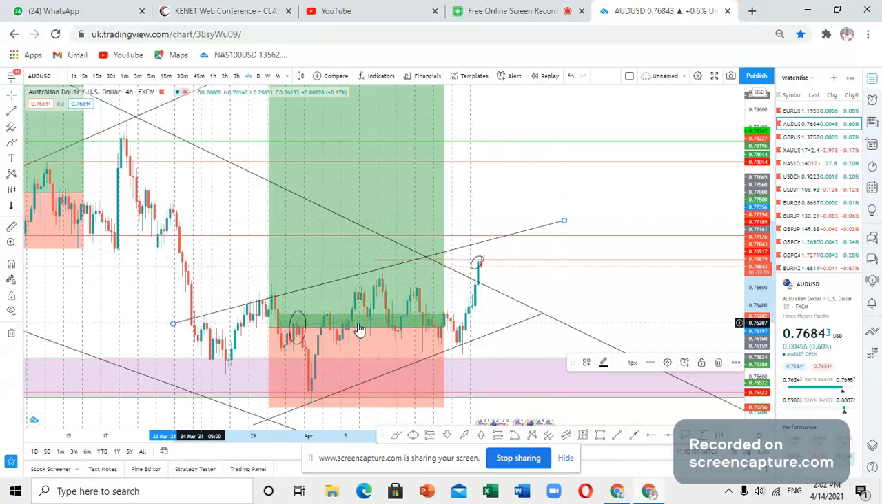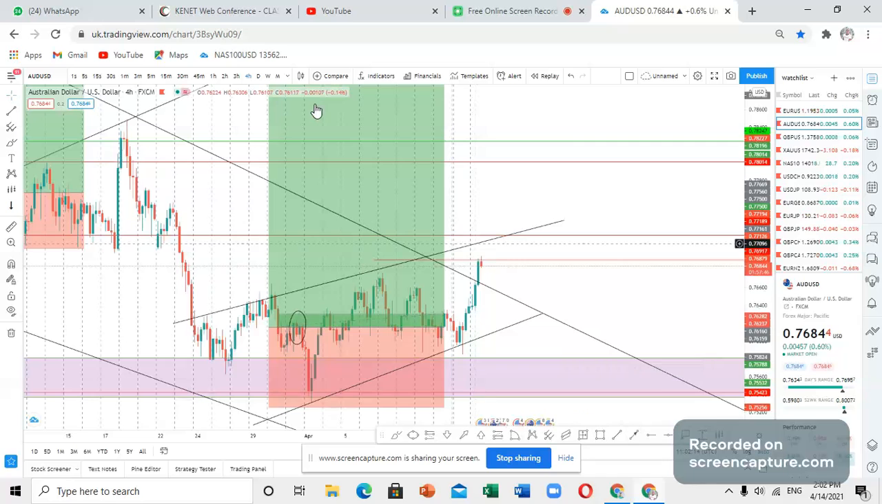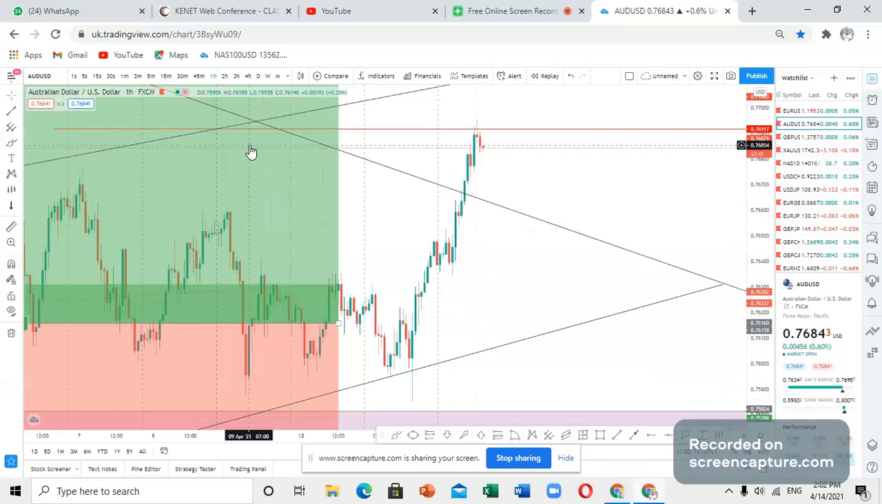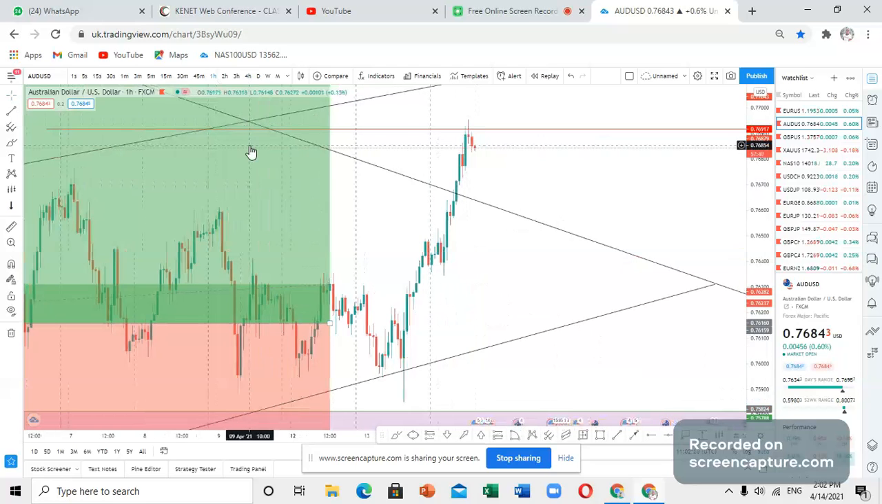So still, I'm expecting the market to still move to the upside. I'm just waiting for some confirmations from the lower time frame. So if I can move to the hourly time frame so that you can see the kind of confirmation that I'm talking about.